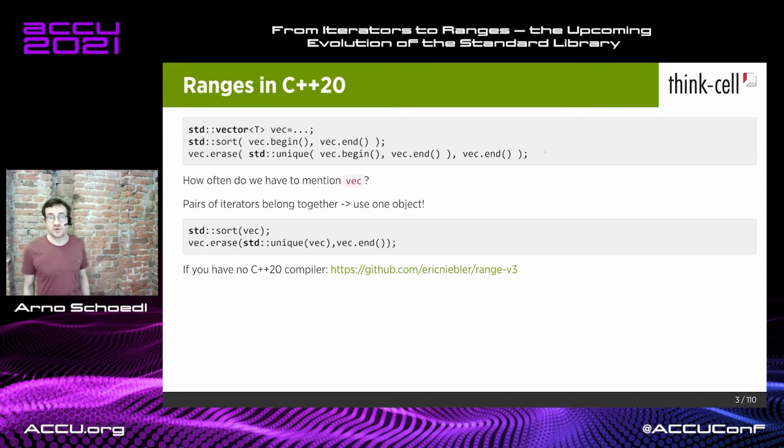And if you don't have a C++20 compiler, Eric Niebler, who is the designer of the C++20 range library, has an implementation on GitHub that also works on down-level compilers, so you can get it from there.